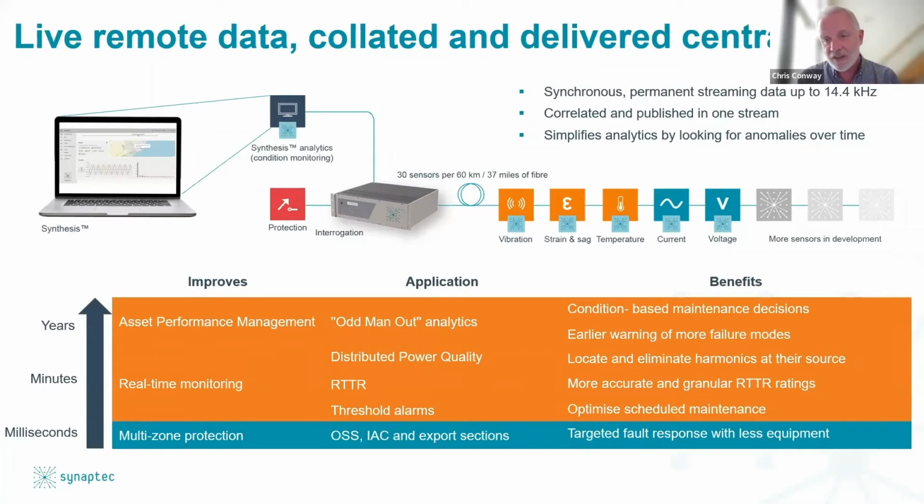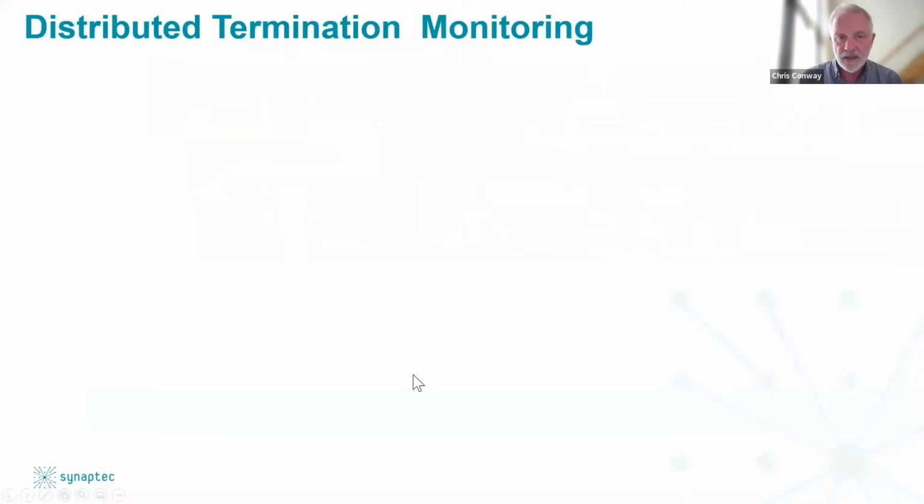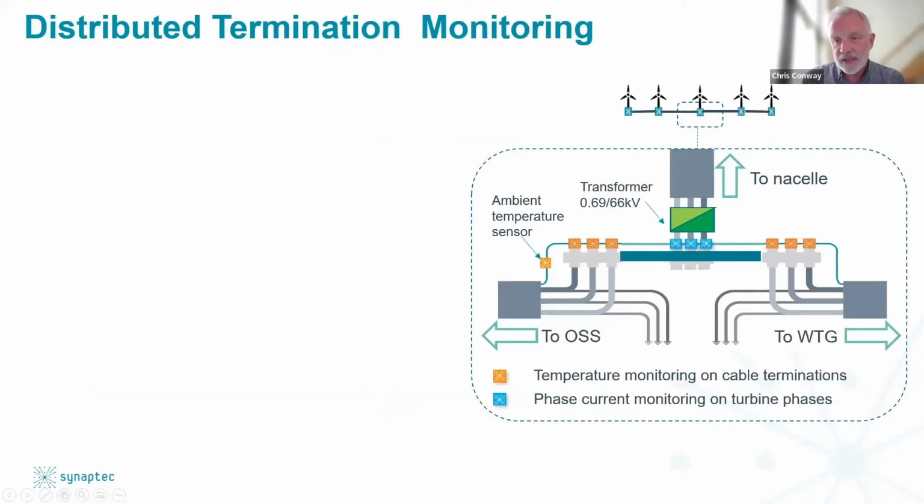But effectively, we're gathering data and using that pool of data and resource to define the analytics that are required to say, this is an odd man out, this is not behaving the way that it should, or the way that we would expect, and to provide condition-based maintenance decisions on that footing. So one example that I want to look at here is termination monitoring.